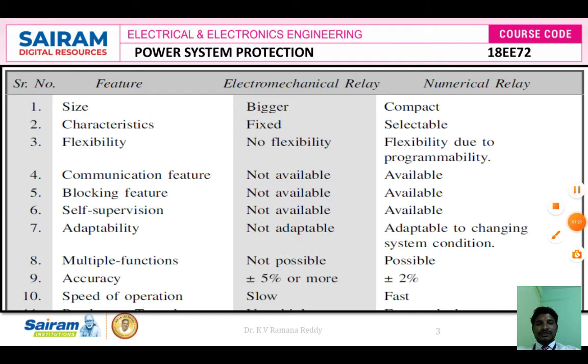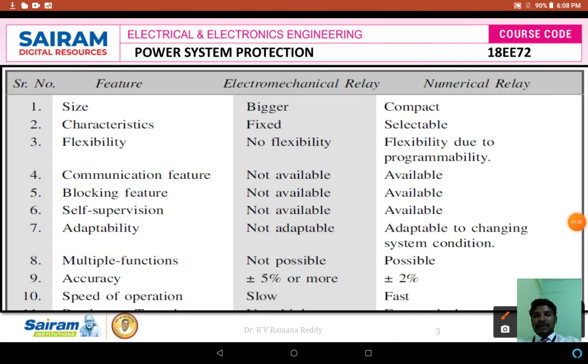The first feature is the size of the devices. Suppose you take an electromechanical relay, whose size is very big because it consists of current transformer, potential transformer, circuit breaker, AC circuitry, DC circuitry and DC power supply. Altogether the size of the electromechanical relay is bigger. But coming to the numerical relay, the size is very compact.